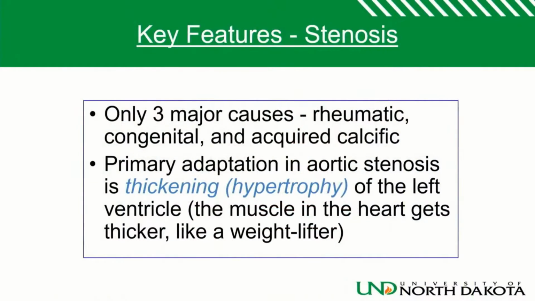As indicated, there are only three major causes, and rheumatic is not very common in the United States. The way the heart adapts to this problem is it's like the heart is lifting weights, because to get the blood out of the heart, it has to pump against this narrowing, so the muscle gets thicker. We call that hypertrophy, and we can see that on an ultrasound or an echocardiogram, as Dr. Farkas will show you in just a couple of minutes. So if we see a narrowed valve and a thick wall to the heart, be really concerned that that's aortic stenosis.